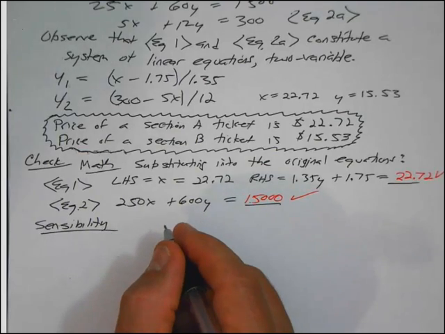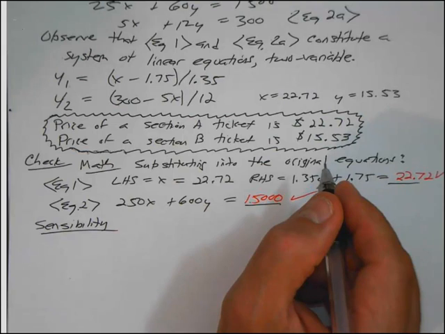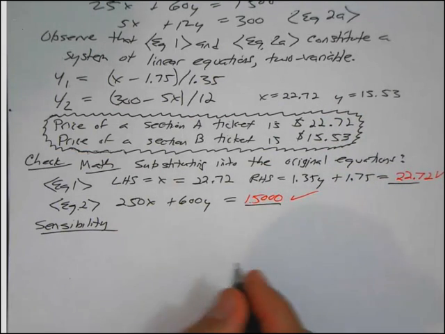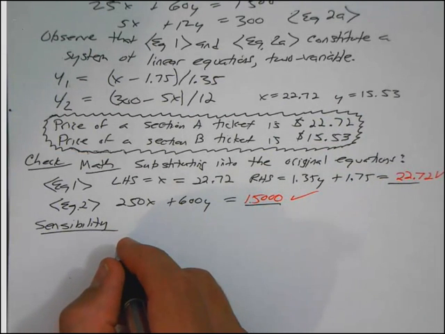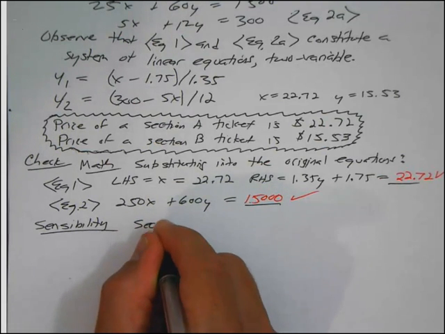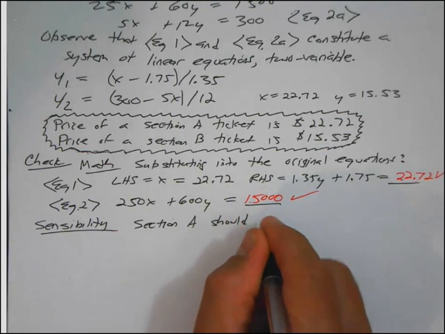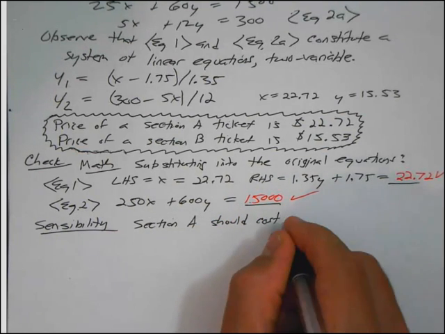Let's see, what about this? We got the prices of these two tickets figured out. What do we expect to see? Well, one thing, very plain and simple, is that the Section A tickets should cost more than Section B. Do they? Yes.